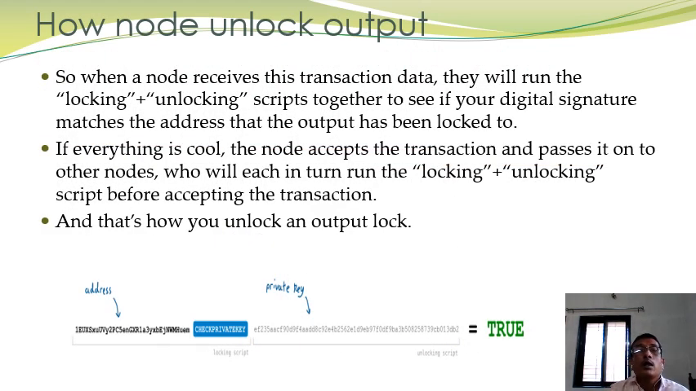So how does a node unlock the output? When a node receives the transaction data, it will run the locking script and unlocking script together to see if your digital signature matches the address that the output has been locked to. So if everything is cool, the node accepts the transaction and passes it on to the other nodes, who will each in turn run this locking script and unlocking script to verify and validate the transaction. And that is how you lock and unlock.